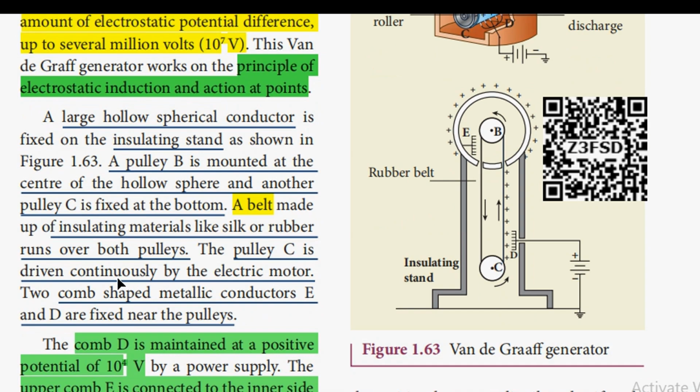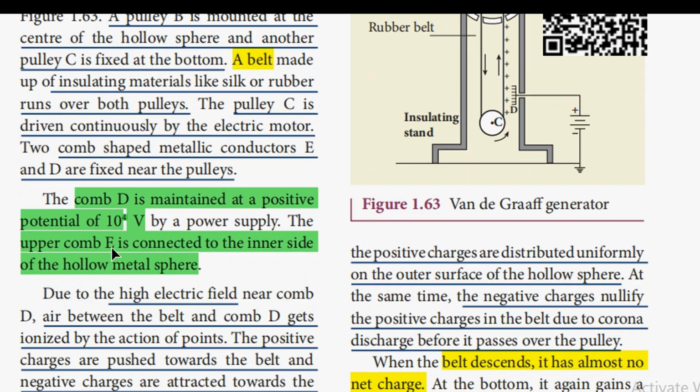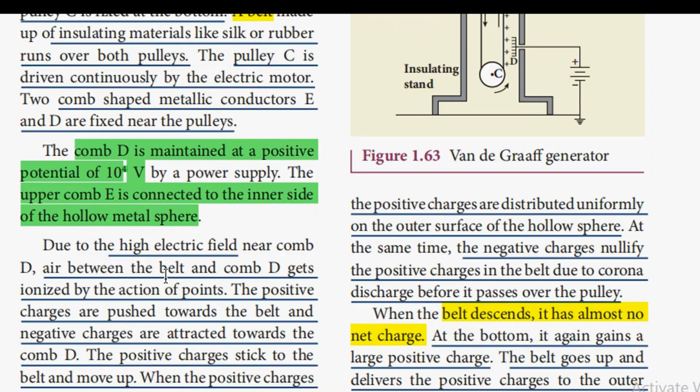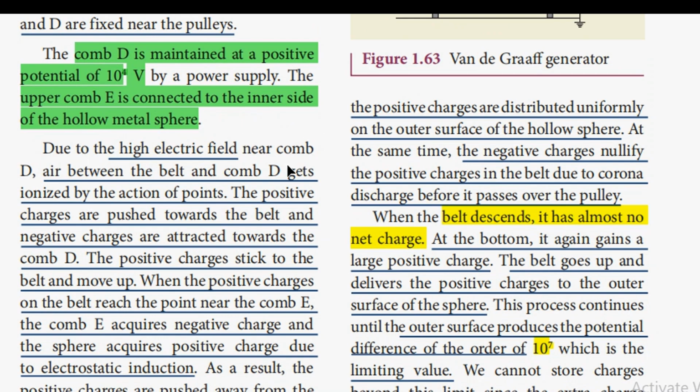The pulley C is driven continuously by an electric motor, and two comb-shaped metallic conductors E and D are fixed near the pulleys. Comb D is maintained at a positive potential of 10 to the power 4 volts by a power supply. The upper comb E is connected to the inner side of the hollow metal sphere. Due to the high electric field near comb D, the air between the belt and comb D gets ionized by the action of points. Positive charges are pushed towards the belt and negative charges are attracted towards comb D.